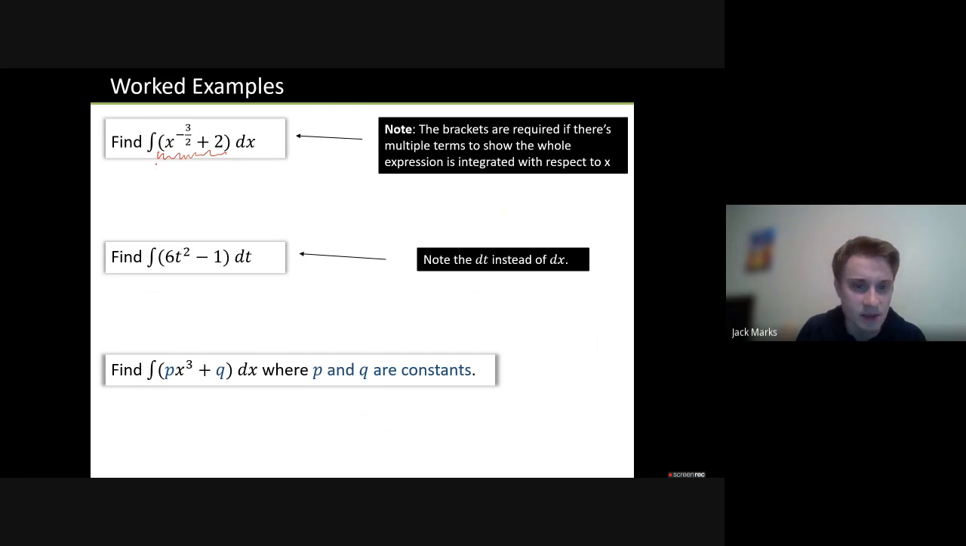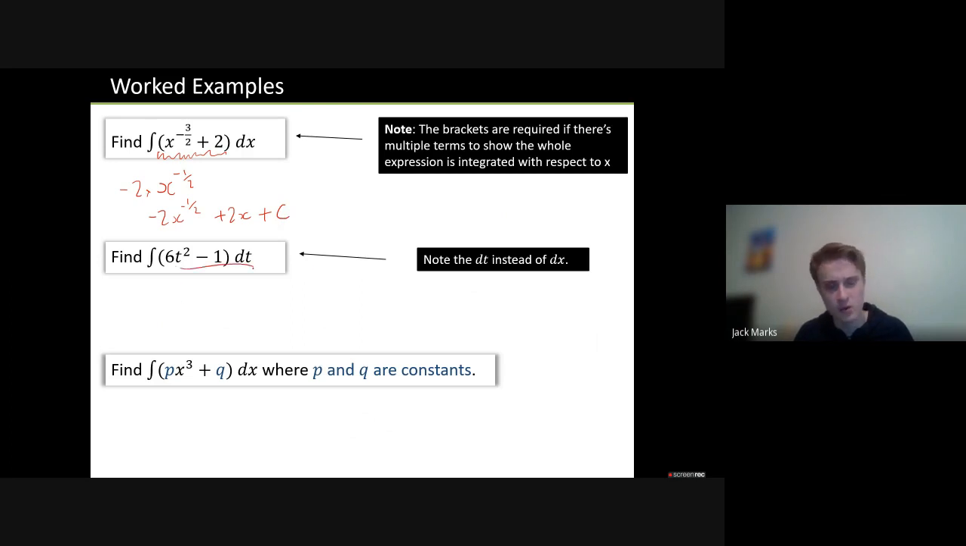And we discussed this one here in a previous video. So this would become minus a half first of all, and you would divide by minus a half, which is the same as multiplying by minus 2. So we get minus 2x to the minus half. And then this bit here will become 2x plus c.